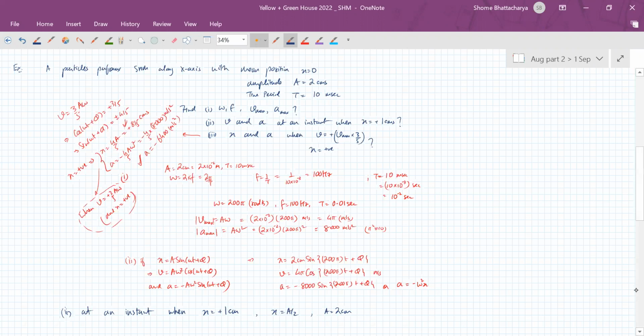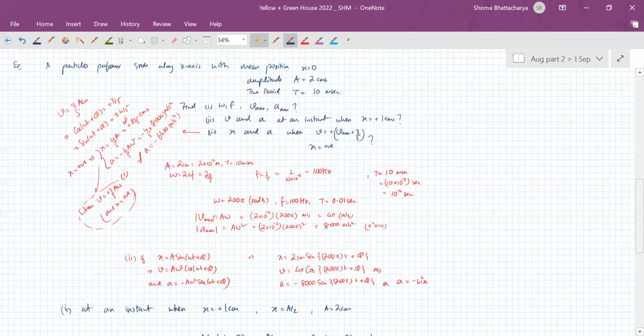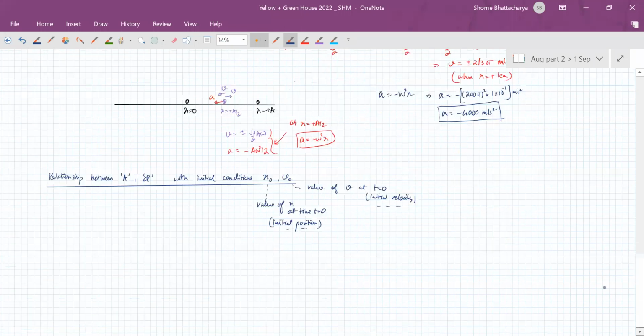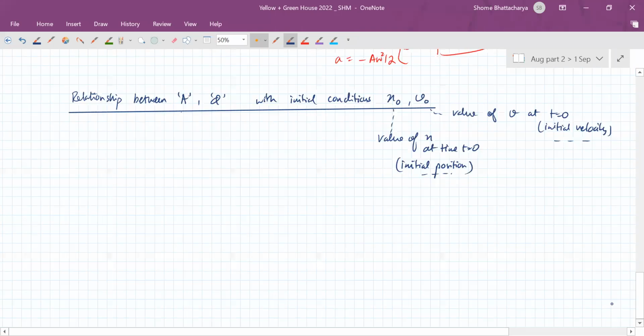Okay, so let's come to this next part now. As I was saying, an extremely important concept here: the relationship between the amplitude and phase constant with respect to the initial conditions, that is the value of the initial position x0 and the initial velocity v0. For any SHM given by the equation x is equal to a sine omega t plus phi, we've already seen that the velocity is given by this relation now.